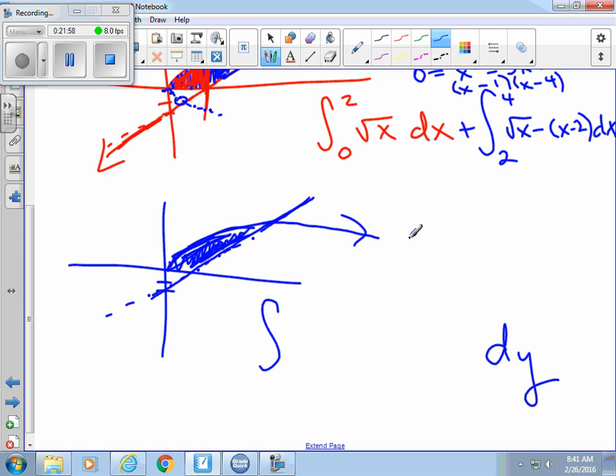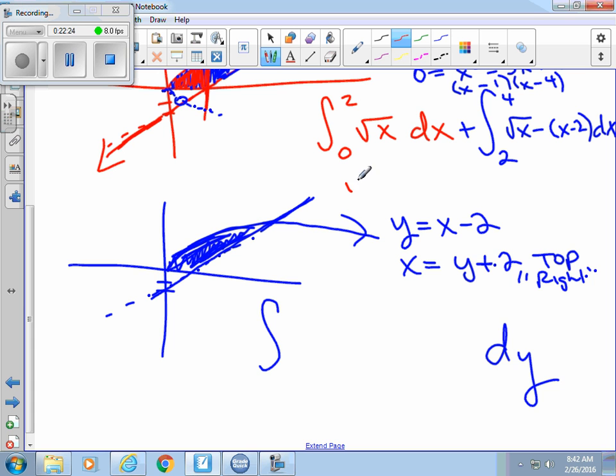Okay, so let's go back up and look at the functions. One was y equals x minus 2. Would that be terrible to solve for x? Wouldn't x just be y plus 2? That would be the top. You agree? And the bottom would be, what was it, y equals square root of x? So y squared equals x. That would be the bottom. So we could do top minus bottom.